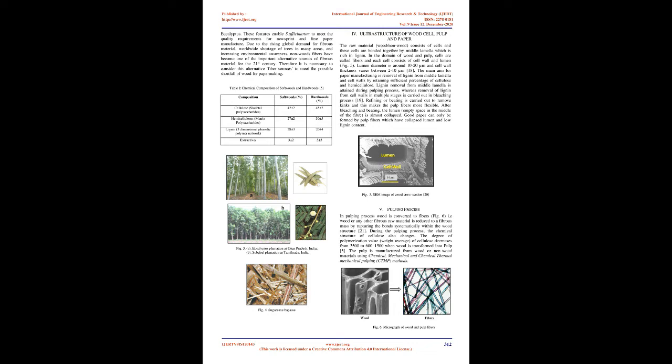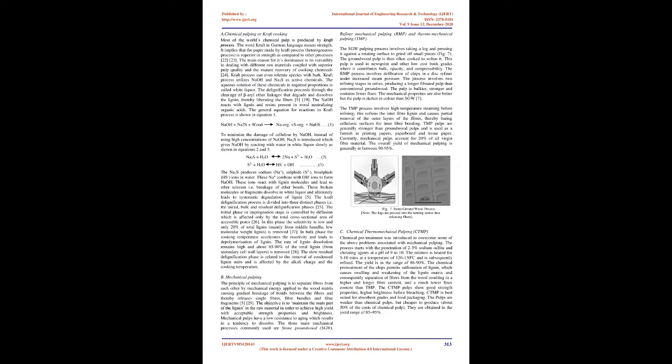It is characterized by high cellulose, 40 to 50%, high hemicelluloses, xylan, 28 to 30%, but lower lignin contents, 19 to 21%, compared to eucalyptus. These features enable S. officinarum to meet the quality requirements for newsprint and fine paper manufacture.